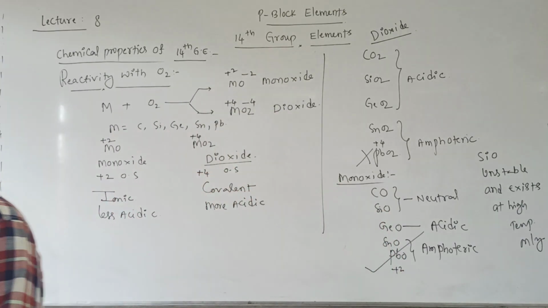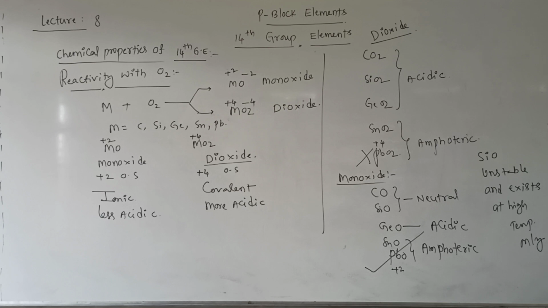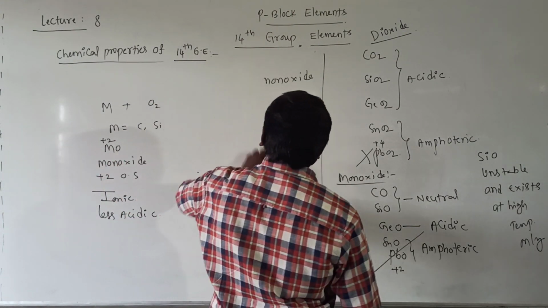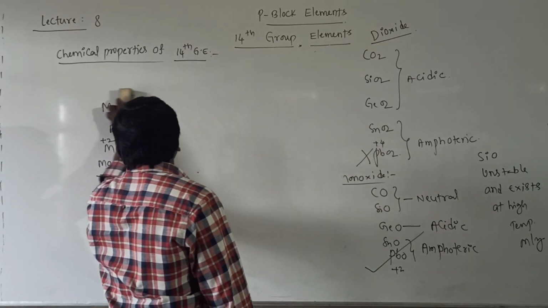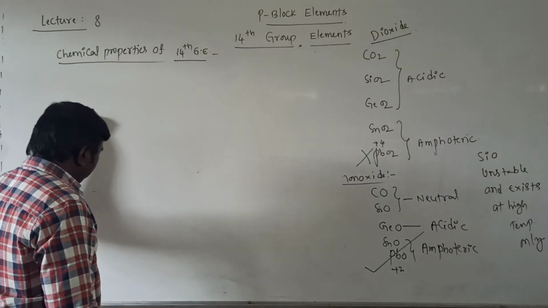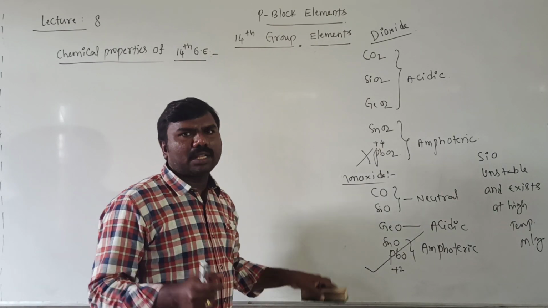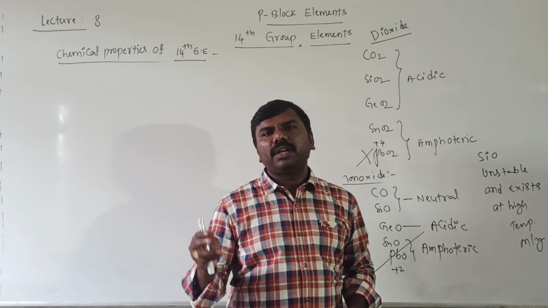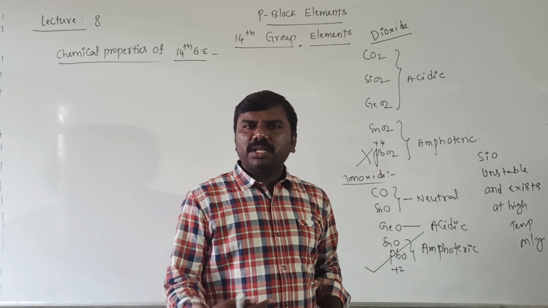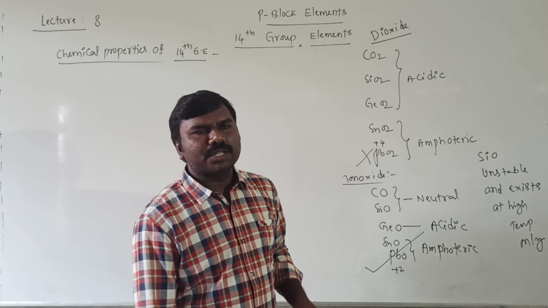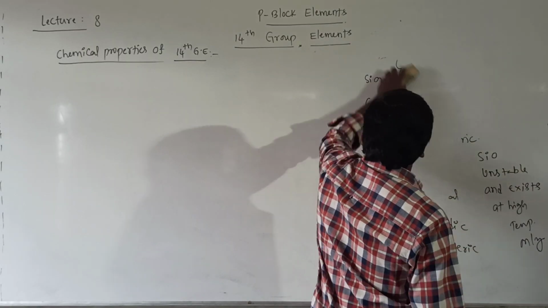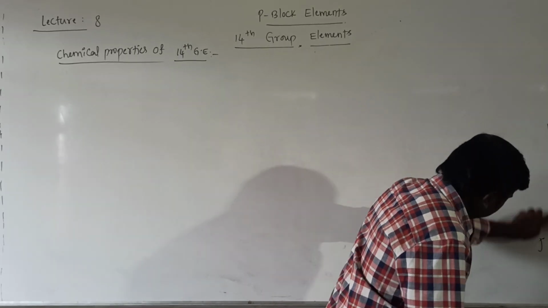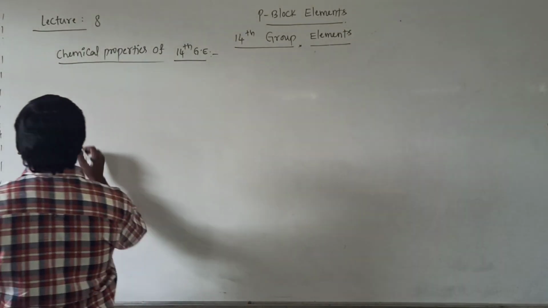Next, reaction with water now. Especially carbon, silicon, germanium. The first 3 elements are very small when compared with the other 2 elements at the bottom. Smaller means difficult to remove the electron, more ionization enthalpy values. Due to high ionization enthalpy values, the first 3 elements are unaffected by water molecule.